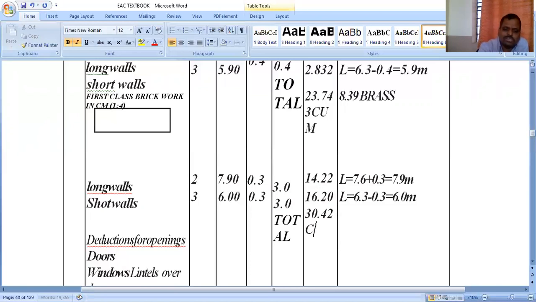We have to again convert this cubic meter into brass. How to do so? What is the conversion formula? If you are interested to convert the quantity in cubic meter into brass, what you have to do is just divide the quantity in cubic meter by 2.83. So how much will it be? 30.42 divided by 2.83. It will be 10.75 brass.